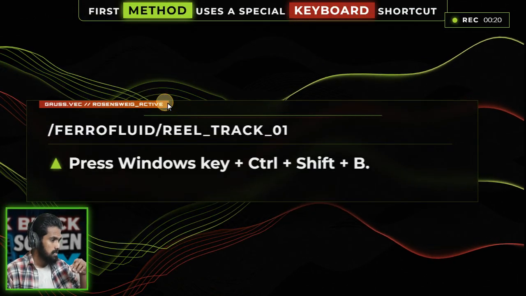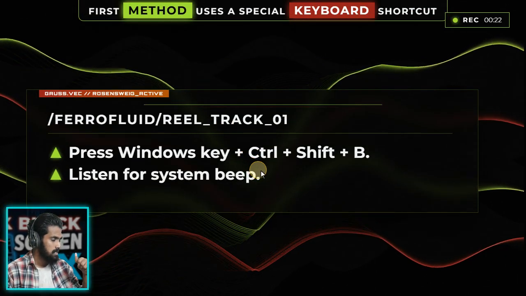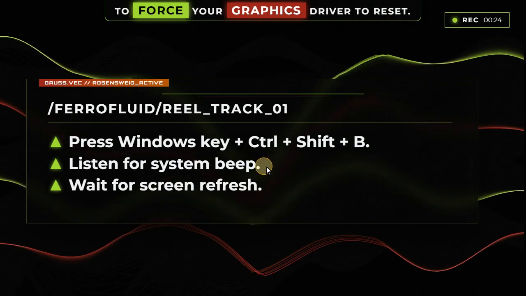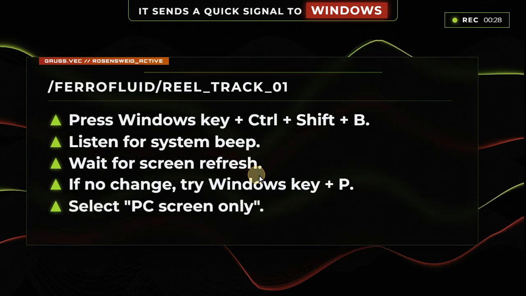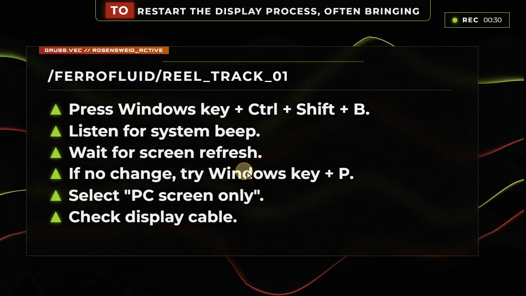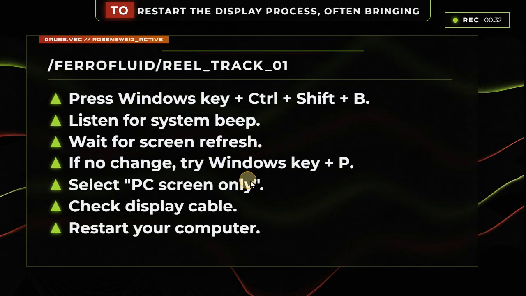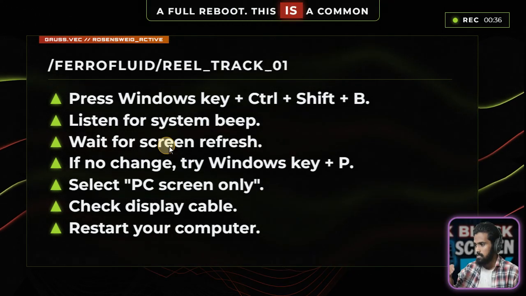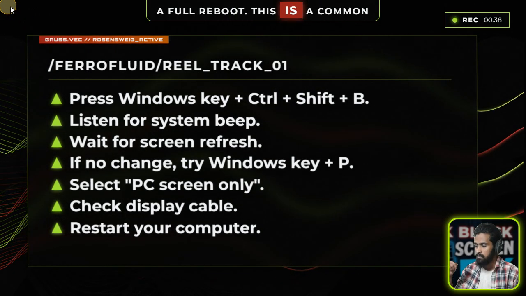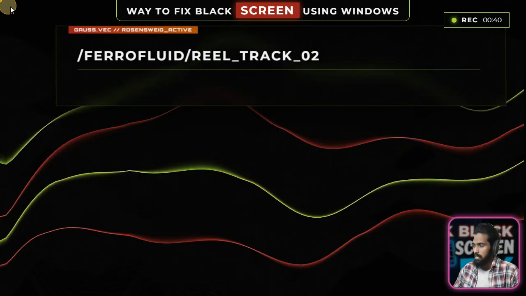The first method uses a special keyboard shortcut to force your graphics driver to reset. It sends a quick signal to Windows to restart the display process, often bringing your screen back to life immediately without a full reboot. This is a common way to fix a black screen using a Windows 10 keyboard shortcut.